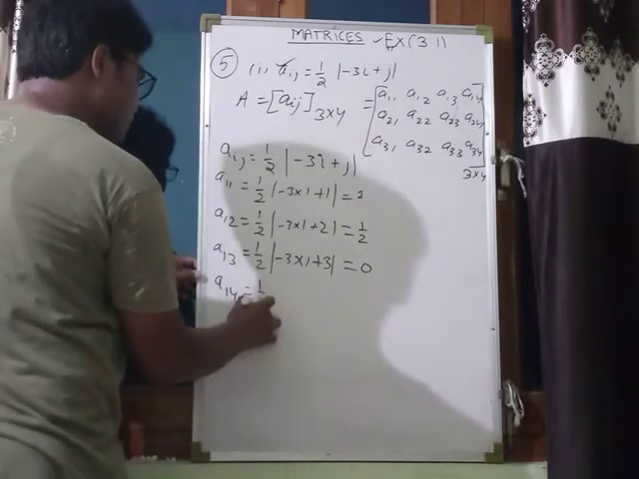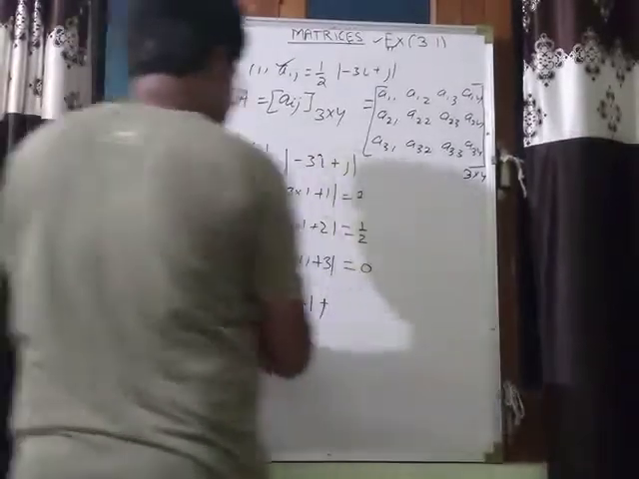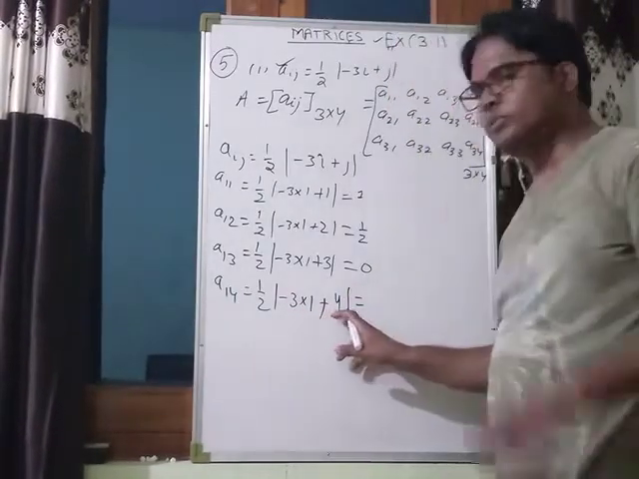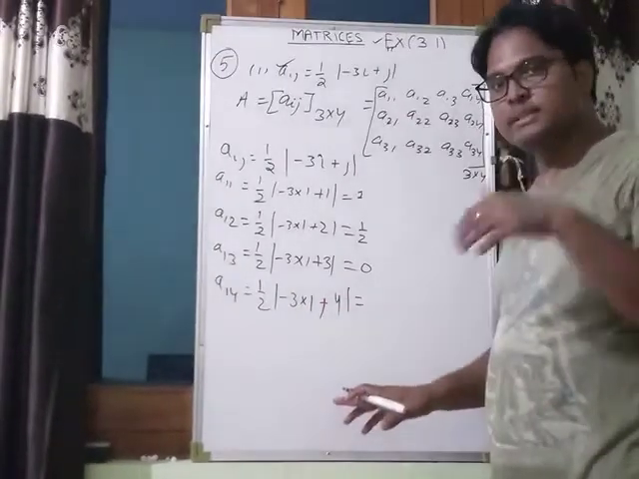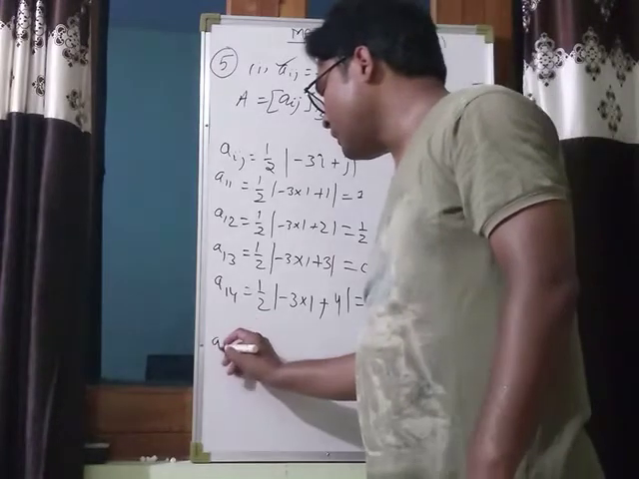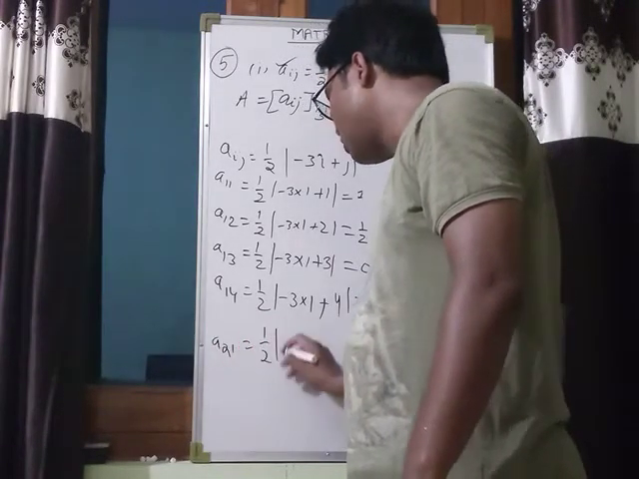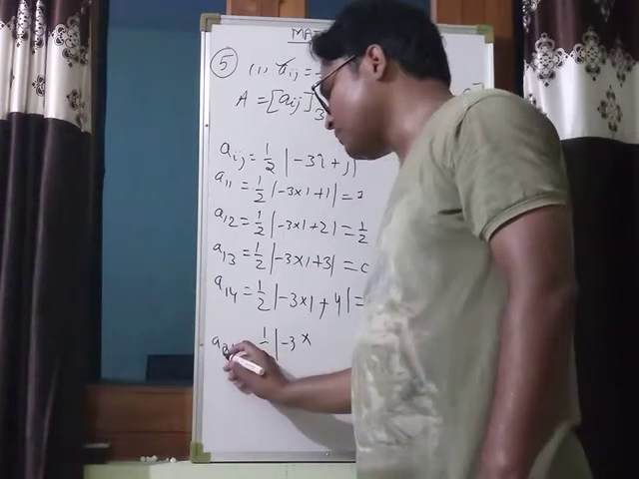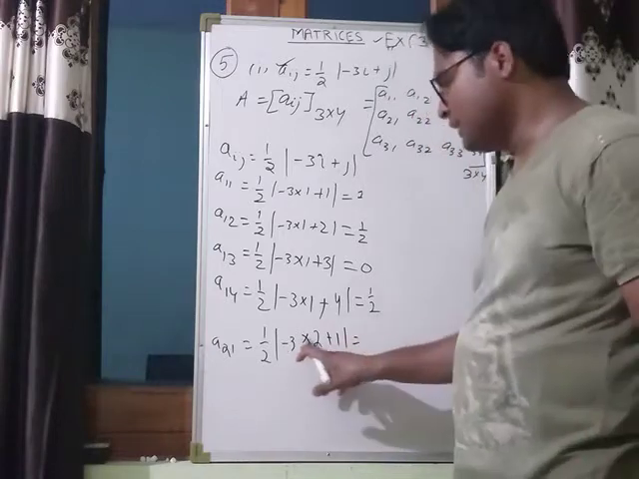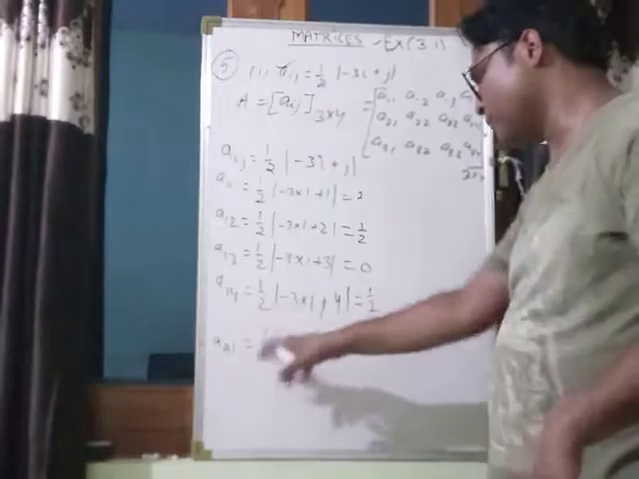A14 is 1 by 2 mod of minus 3 into 1 plus 4. That is minus 3 plus 4, which is plus 1. Mod 1 is 1, into 1 by 2, that is 1 by 2. Now A21 is 1 by 2 mod of minus 3 into 2 plus 1. So it will be minus 6 plus 1, that is minus 5. Mod minus 5 is 5 by 2.